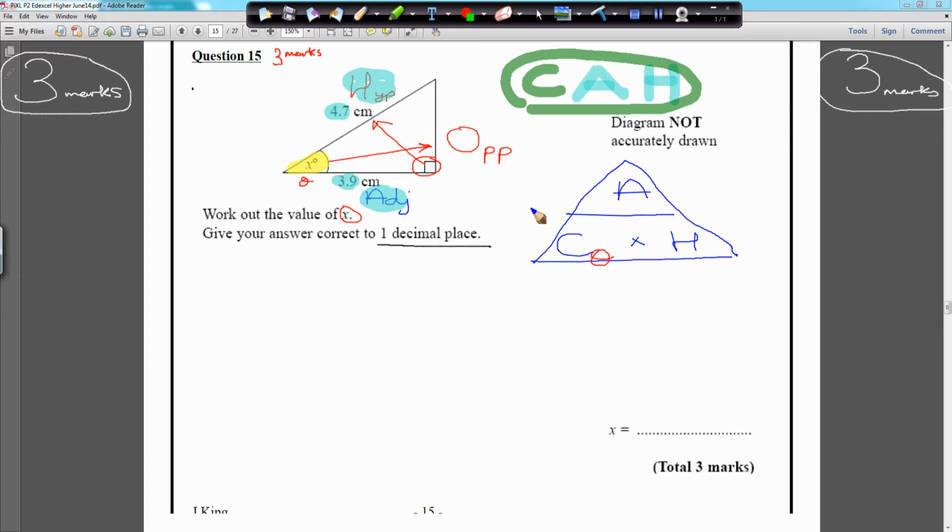I use the system of two ticks and a cross. We tick what we know, and we cross what we've got to work out. So, what do we know? We know the adjacent and we know the hypotenuse. So we tick the adjacent and we tick the hypotenuse. We don't know the angle, which is theta, which is represented by the x. So we cross that. Right, so we don't know the angle. We've got to work this angle out.